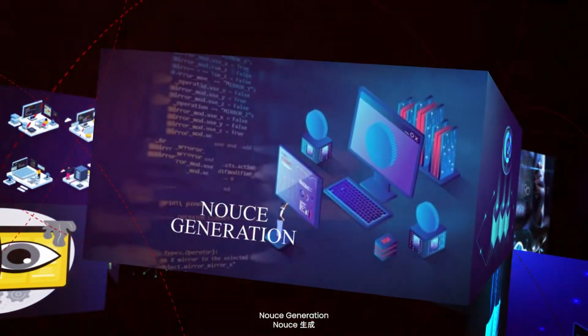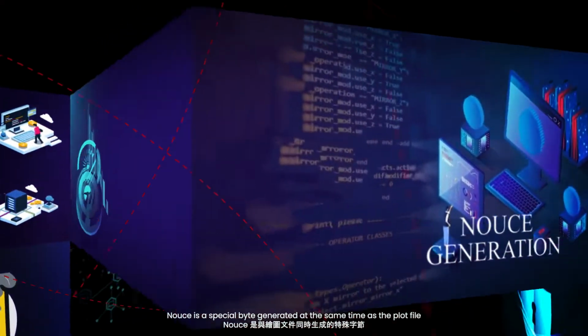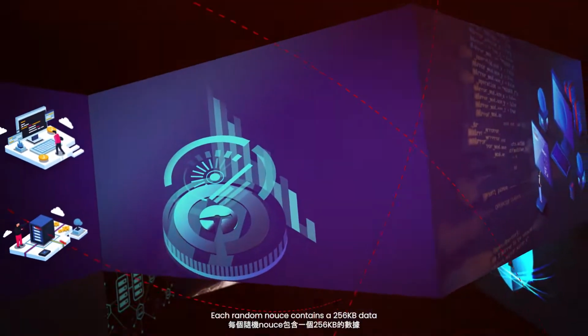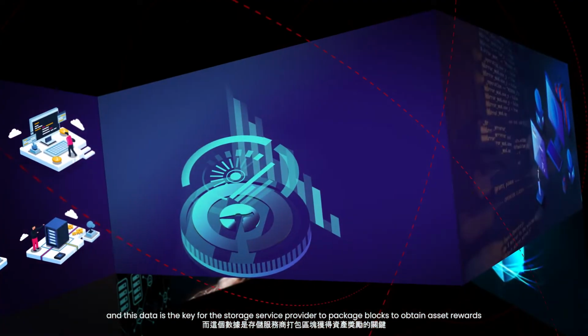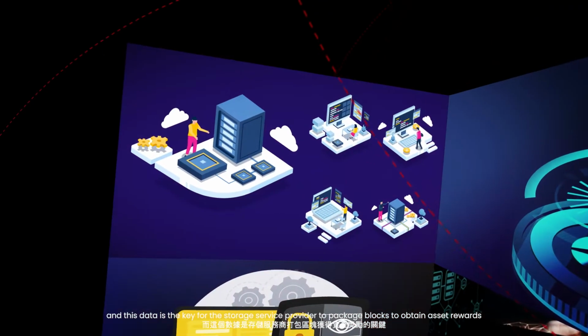Naus generation. Naus is a special byte generated at the same time as the plot file. Each random naus contains 256 kilobytes of data, and this data is the key for the storage service provider to package blocks to obtain asset rewards.